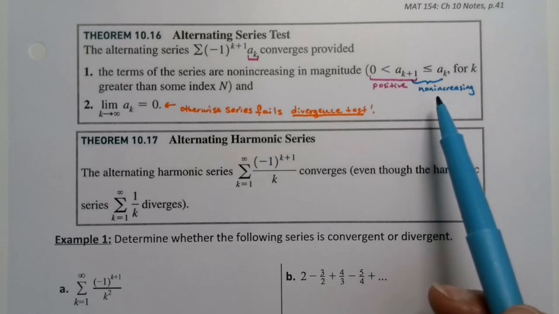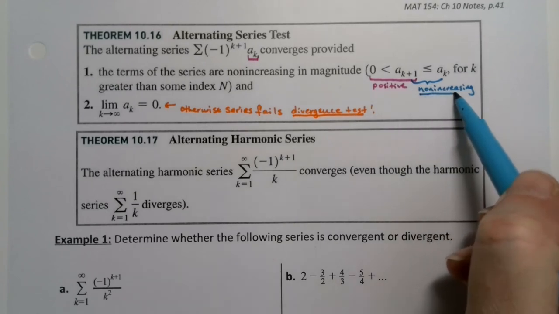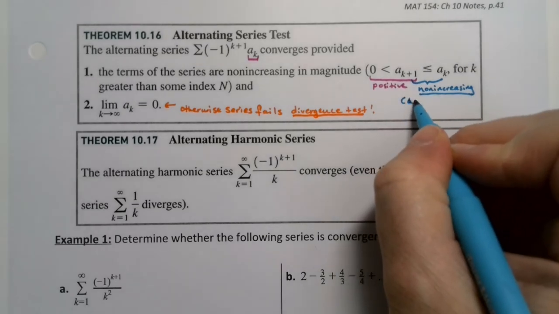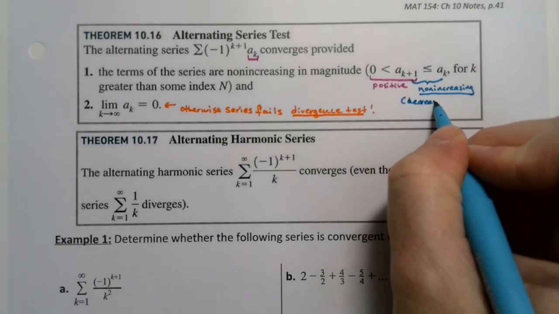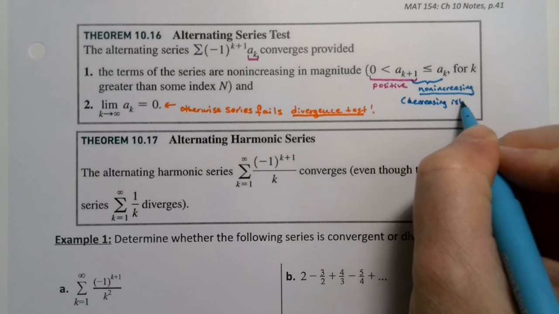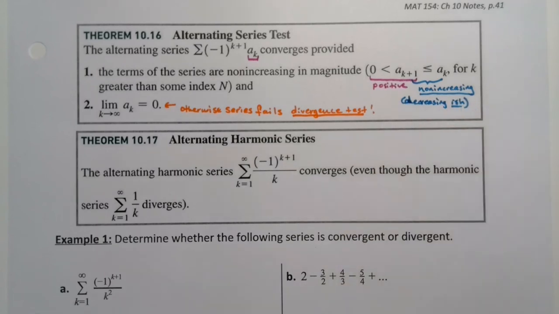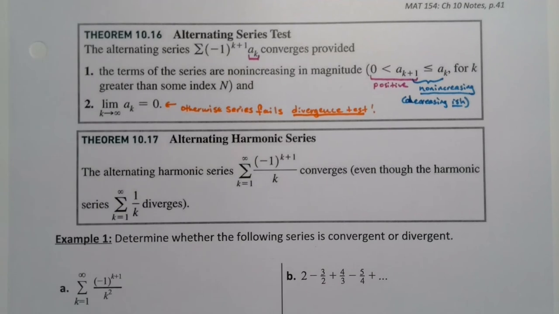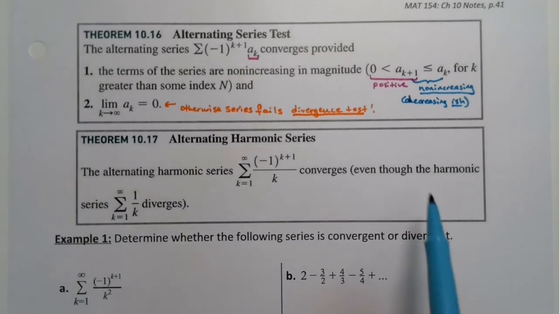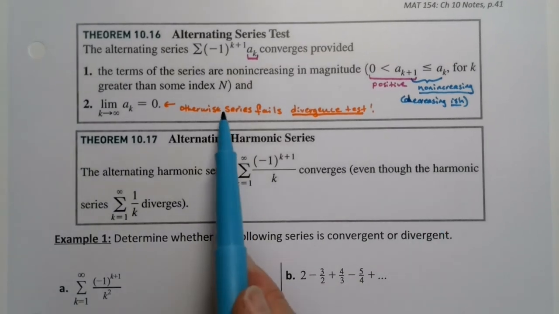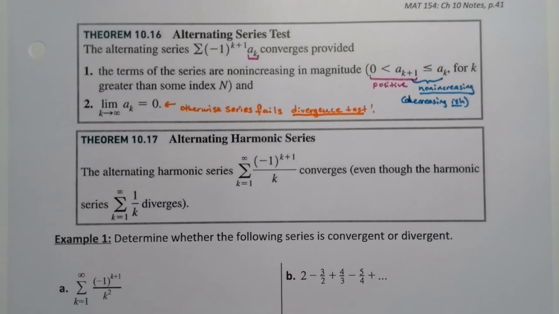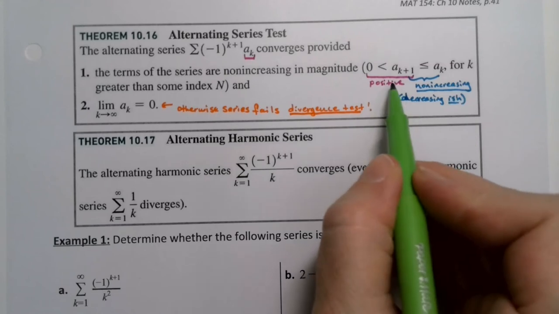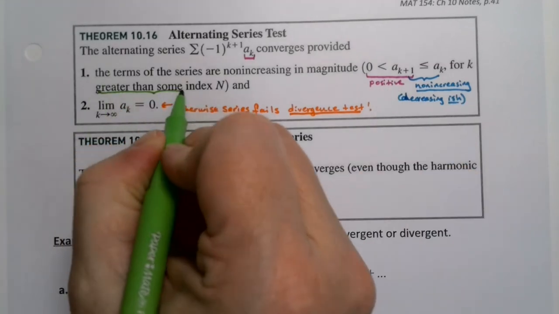So it has to be non-increasing. In other words, decreasing-ish. That's what non-increasing is. They can be equal, but in general, there's a downward trend. And that downward trend has to be taking you to 0. It has to be taking you to 0, and it has to be non-increasing and positive after some index.